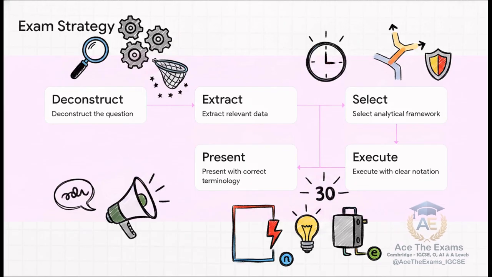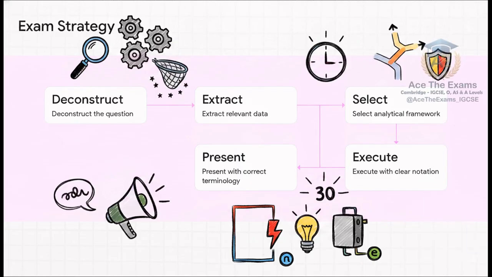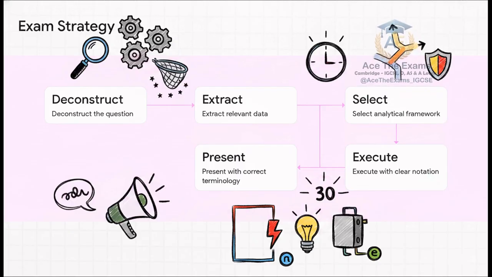Let's do a high-pressure speedwriting challenge right now. Imagine a 30-second timer ticking down on the screen. If I asked you to write one perfect peel paragraph explaining exactly why a switch must be placed in the live wire, you should instantly spring into action. Deconstruct the prompt. Extract your data. You're dealing with a switch, a live wire, and an appliance. Select your framework, the principles of safety and isolation.